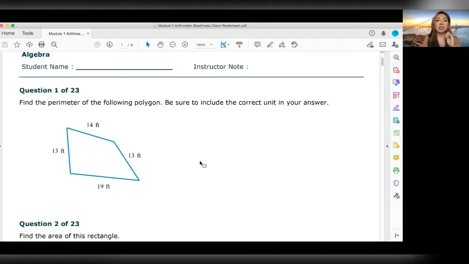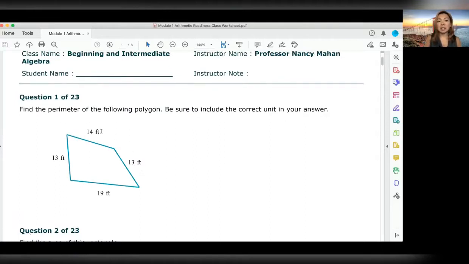So we'll start off with number 1. So number 1 and 2 of the worksheet, we are looking at some shapes, particularly a polygon and a rectangle. Looking at number 1 here, we see a polygon. A polygon is this shape with many sides, and it says find the perimeter.